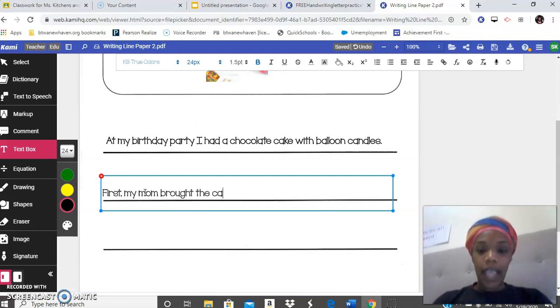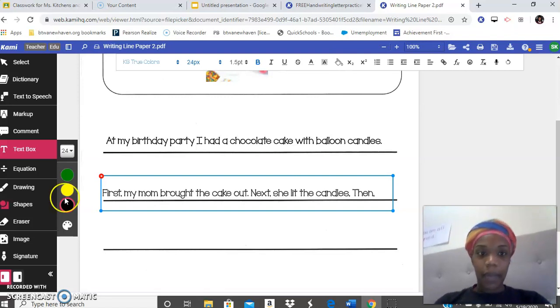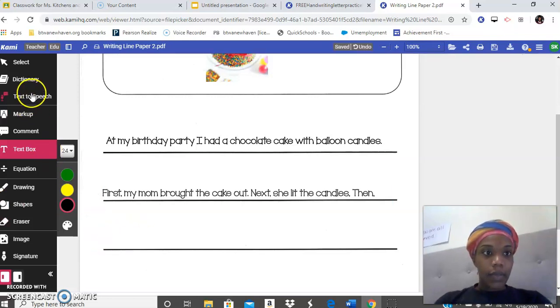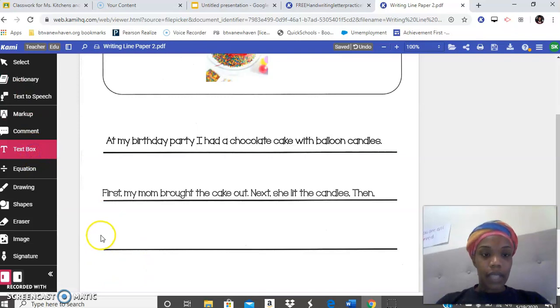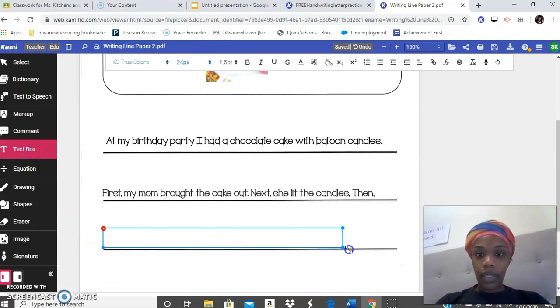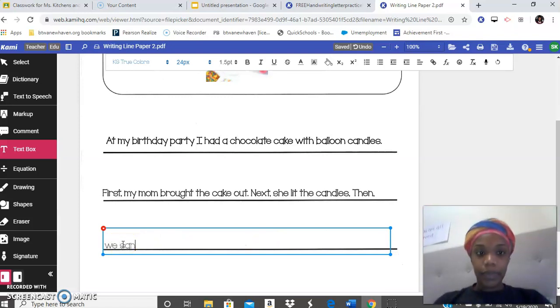brought the cake out. Next, she lit the candles. Then, sorry, my baby's being really loud. Then we sang happy.